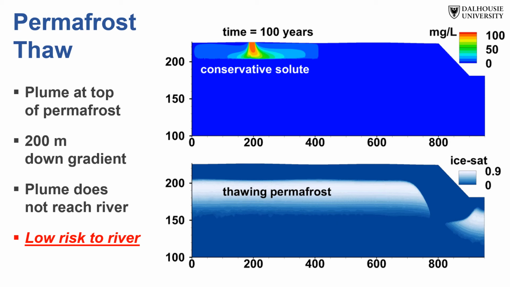So the results from this study and the simulations here suggest that groundwater in the immediate vicinity of the lagoon may be impacted, especially if permafrost is thawing. These results are consistent with field monitoring results, but overall the lagoon poses a relatively low risk to the river.